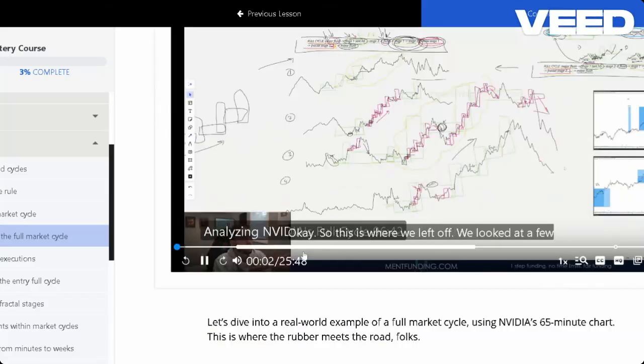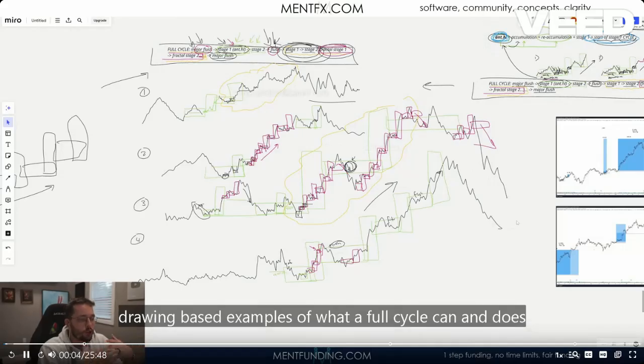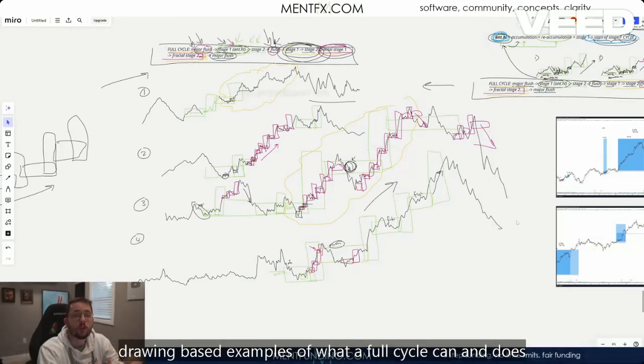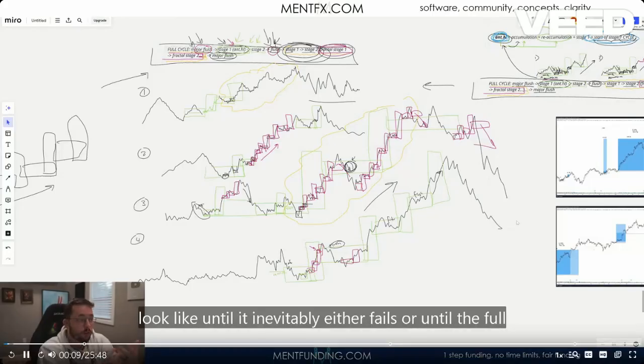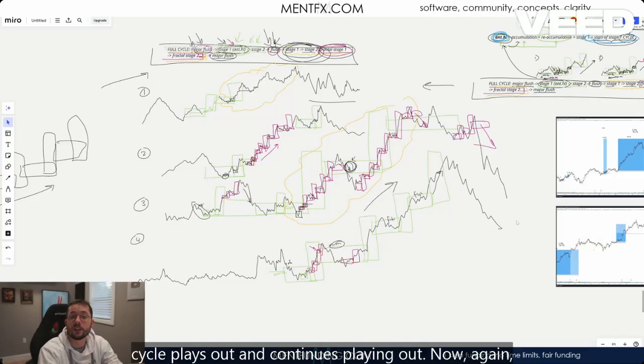Okay, so this is where we left off. We looked at a few drawing based examples of what a full cycle can and does look like until it inevitably either fails or until the full cycle plays out and continues playing out.